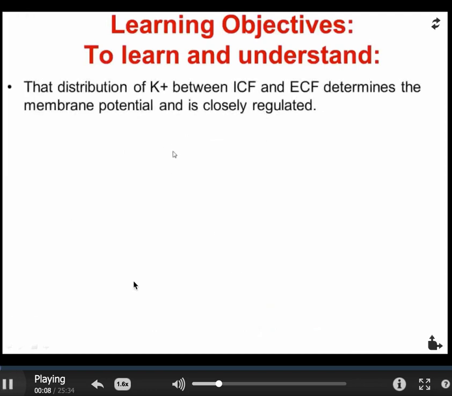First, I'm going to remind you that potassium is mainly an intracellular ion, and that the distribution of potassium across the cell wall creates a membrane potential, and that this membrane potential has to be closely regulated.